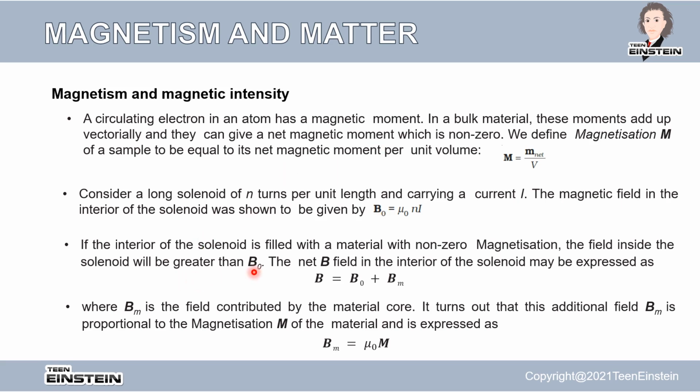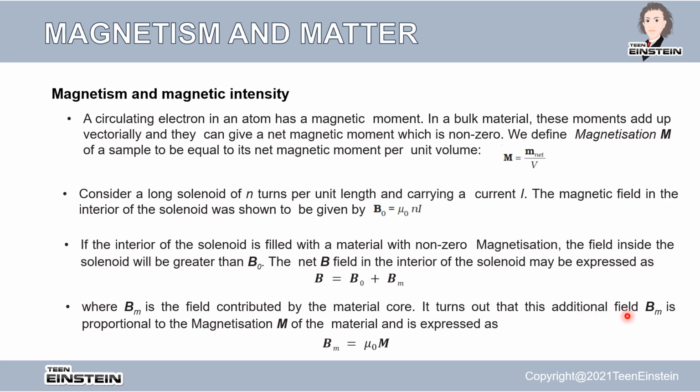Now, if you take the solenoid and fill it with some material with non-zero magnetization, now what happens to the magnetic field in the interior of the solenoid? It will not just be B0 in this case, and there will be Bm. Bm is something that is coming from the material, and M stands for the magnetization. So, where Bm is the field contributed by the material core. So in this case, what we are doing is we are taking a solenoid and keeping a material inside. Now the field inside the solenoid is not just B0 and has another component called Bm. And this Bm is the contribution that is coming from the material core. So remember that this Bm can change based on what material you are keeping inside.